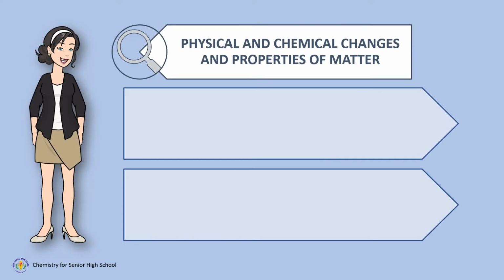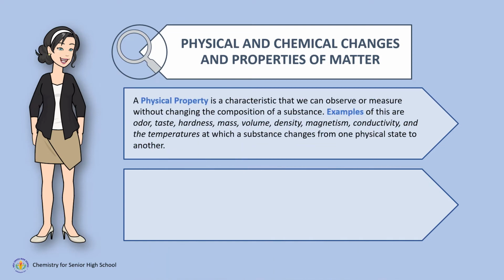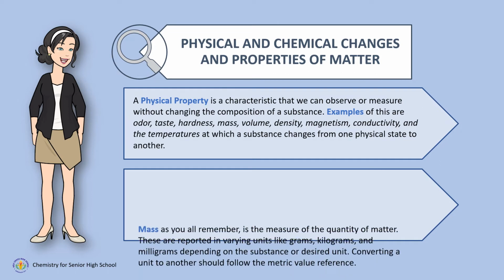Physical and chemical changes and properties of matter. A physical property is a characteristic that we can observe or measure without changing the composition of the substance. Examples of this are odor, taste, hardness, mass, volume, density, magnetism, conductivity, and the temperatures at which a substance changes from one physical state to another.